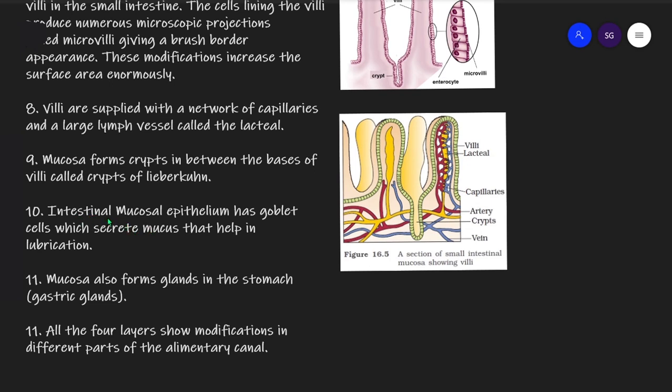The next point is, the intestinal mucosal epithelium has goblet cells which secrete mucus that helps in lubrication. In these cells of the villi, there are also goblet cells. Why are they called goblet cells? Because they are mug-like. Their shape is mug-like, so goblet means mug shape. So they are called goblet cells. And what is their role? They secrete mucus in the intestine. So mucus-secreting goblet cells are present in the small intestine.